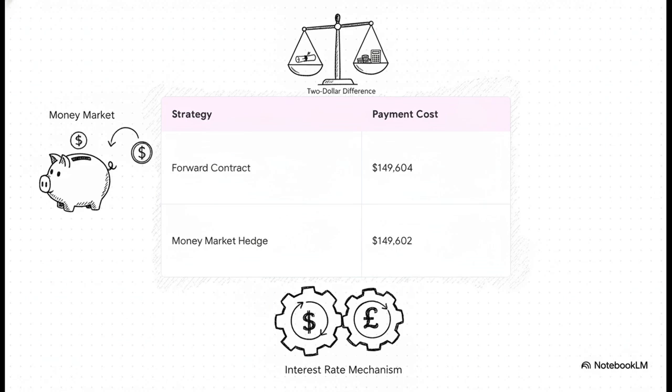This perfectly illustrates the interest rate parity theory in action. That theory explains that forward rates are mathematically determined by the interest rate differences between the two countries involved. Because of that, a money market hedge is rarely going to deliver a significantly different outcome than a forward contract, though it definitely requires a lot more administrative work on your end.